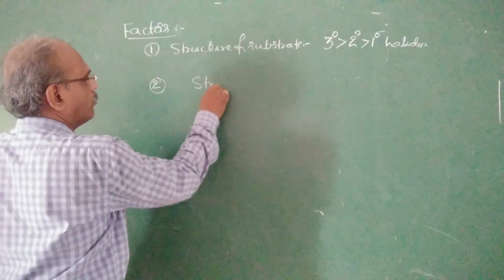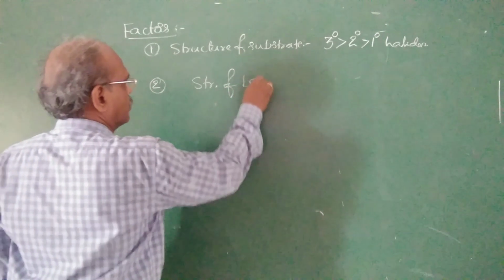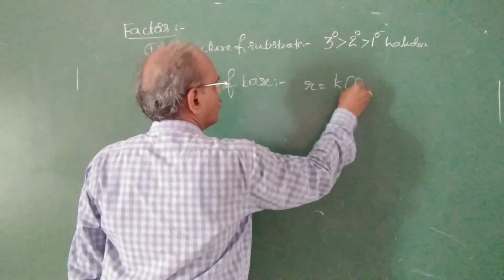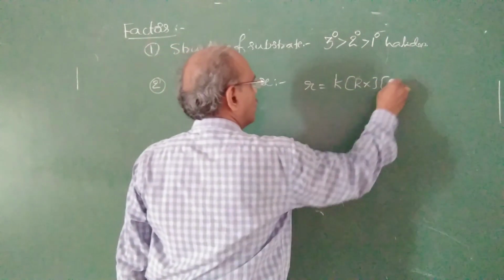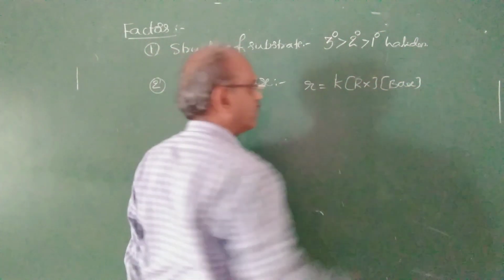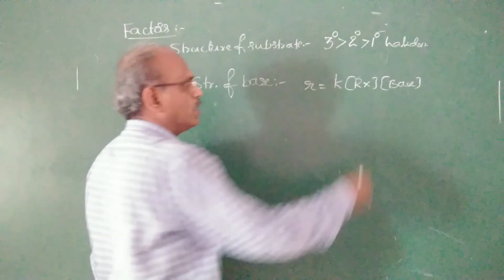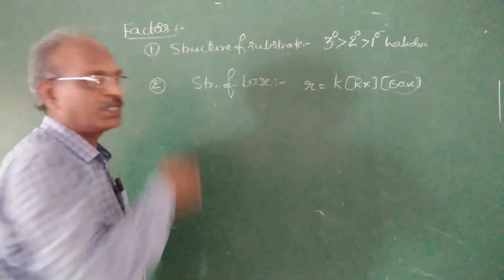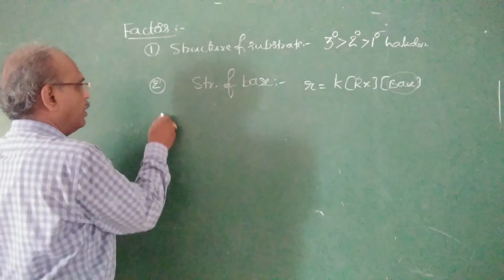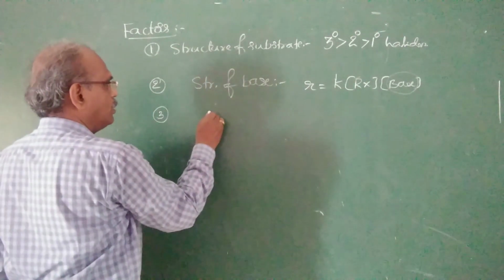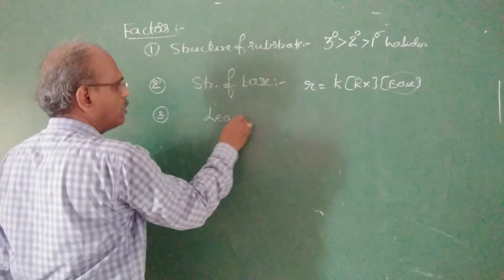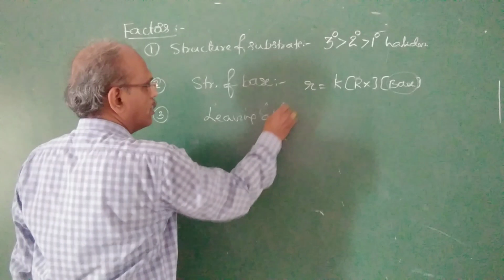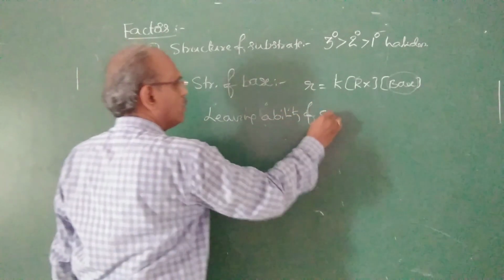Next one: strength of base. It's very clear from the rate equation, rate equals k into [RX] into the concentration of base. We have seen this in the mechanism. With the increase of concentration of base, the speed of reaction increases. Okay. Next one: leaving ability of the group.